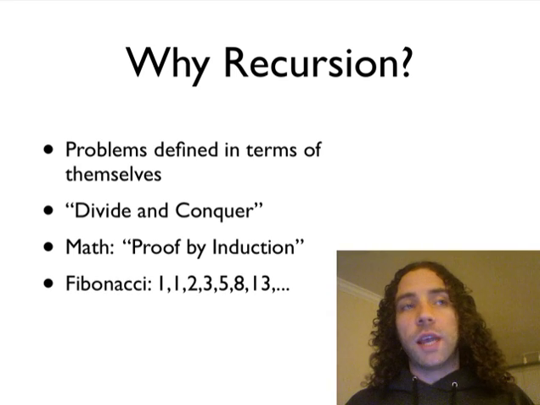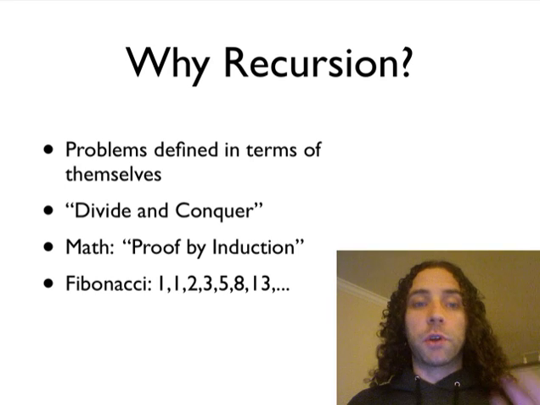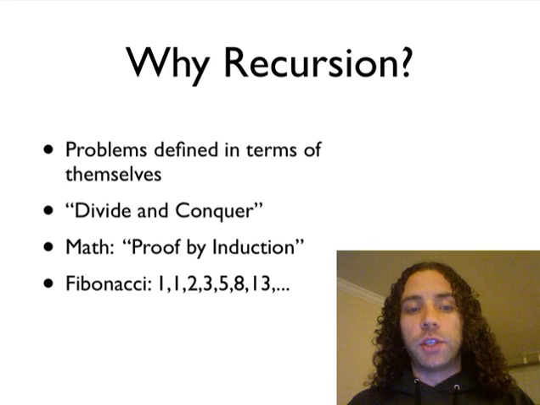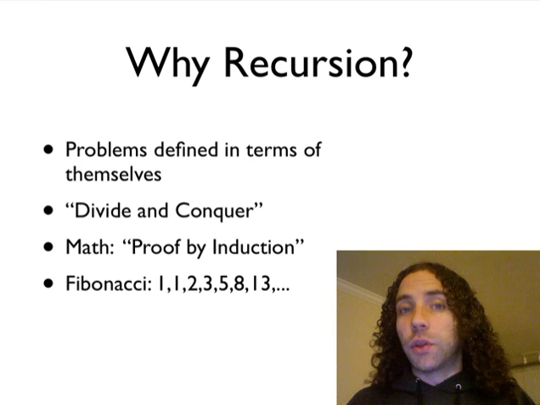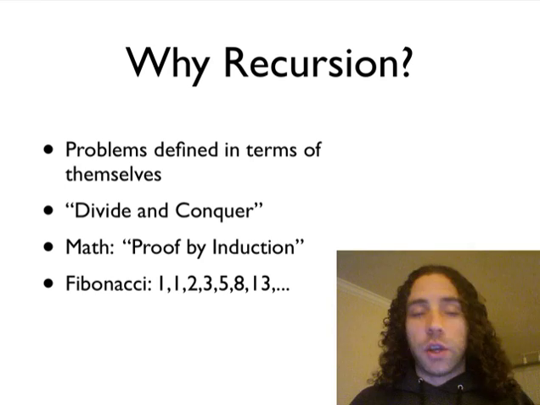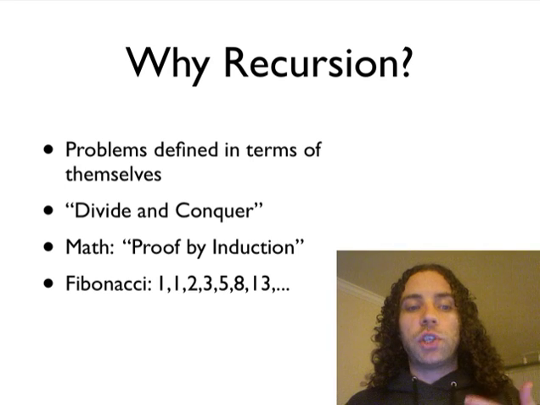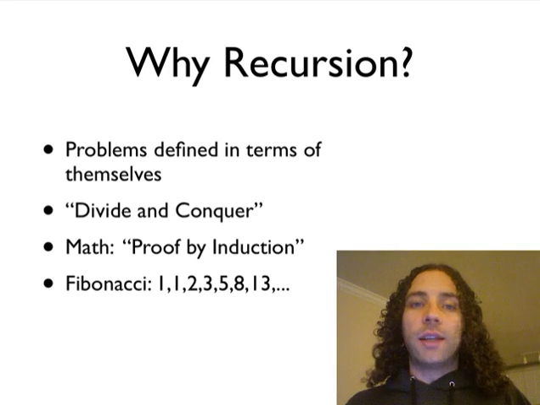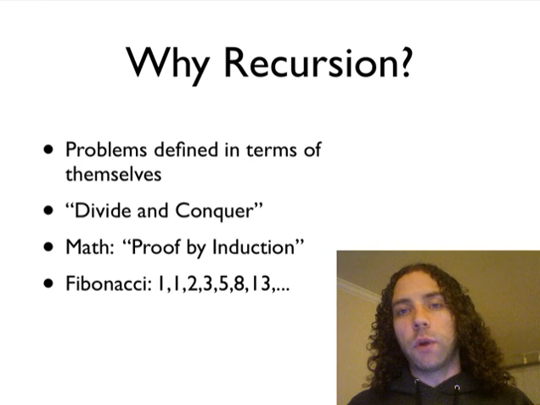So a good example of something which you can generate using a recursive function is the sequence of Fibonacci numbers. 1, 1, 2, 3, 5, 8, 13. These all go on and on and on forever, but you can always generate a Fibonacci number by adding together the two numbers that came before it.